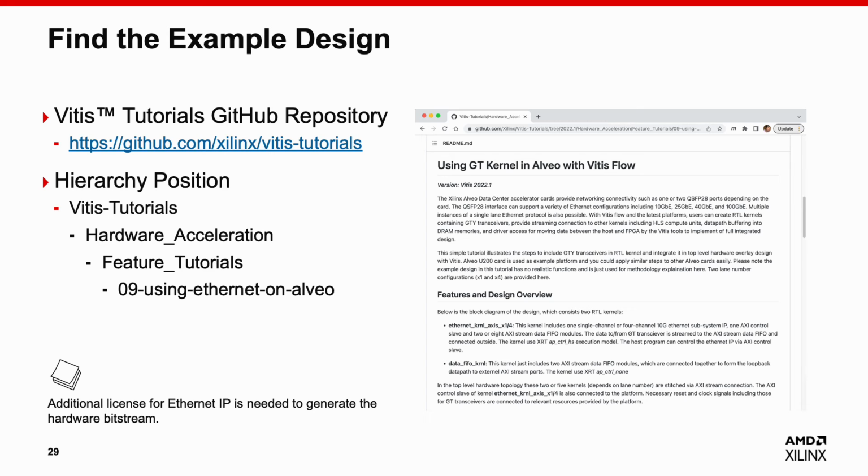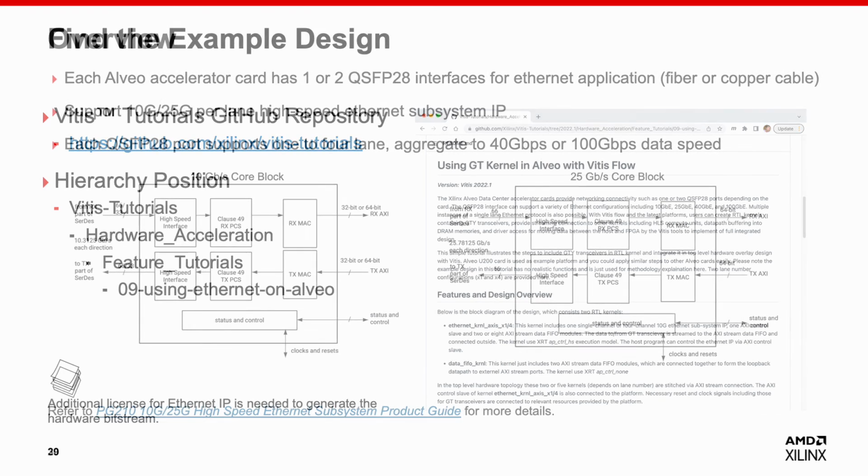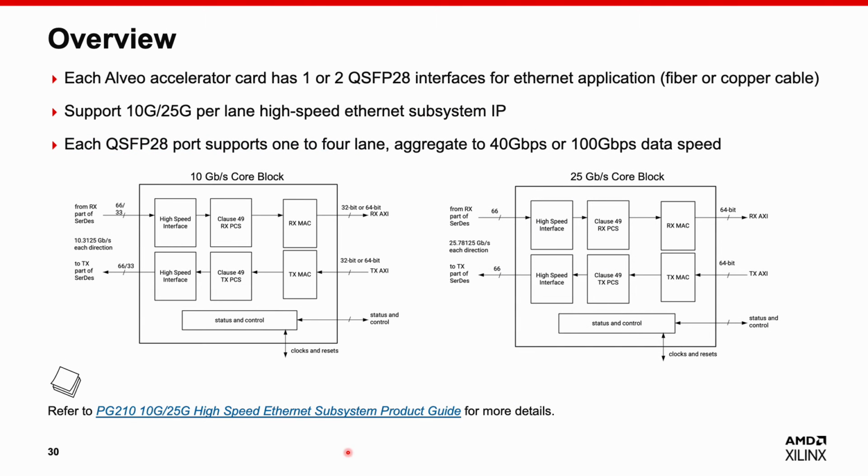Xilinx provides a full 10 gig and 25 gig high-speed Ethernet subsystem IP with charged license. Without the license, you are not able to generate the hardware bitstream file. Xilinx has provided mature high-speed Ethernet subsystem IP product to the users.